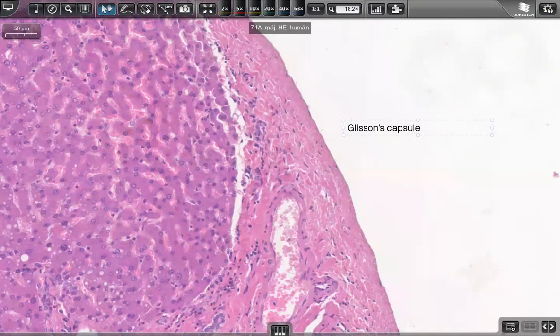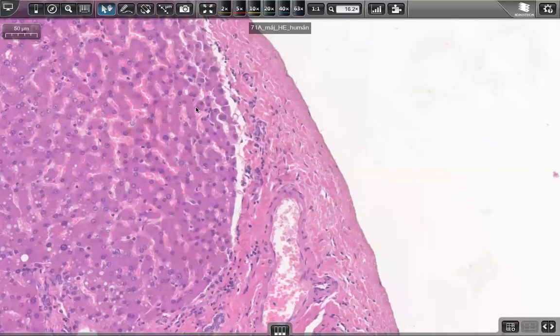It is just a simple, dense, irregular connective tissue coat around, and where we have the bare area, only the Glisson's capsule fuses with the diaphragm, but everywhere else there is a peritoneal covering as well. So the bare area represents only the Glisson's capsule, no peritoneal covering.